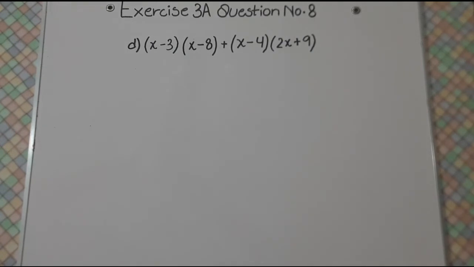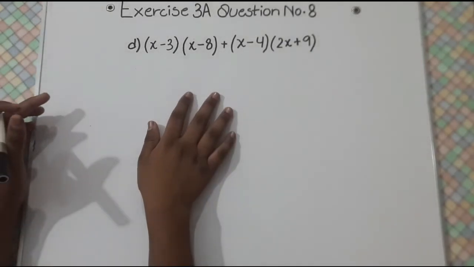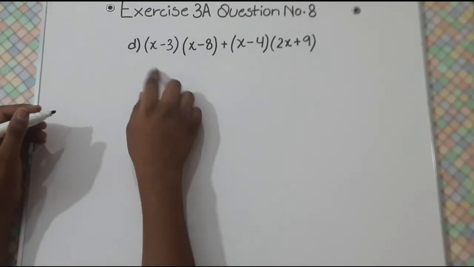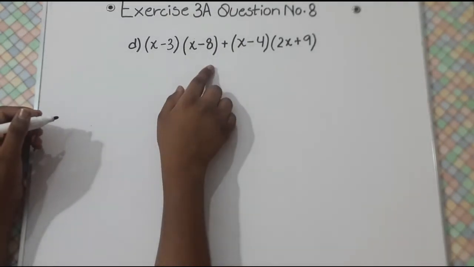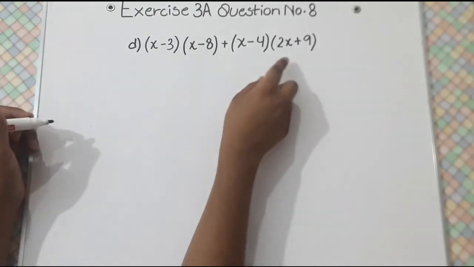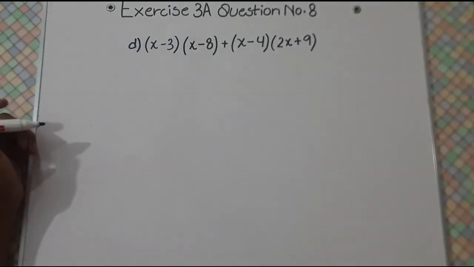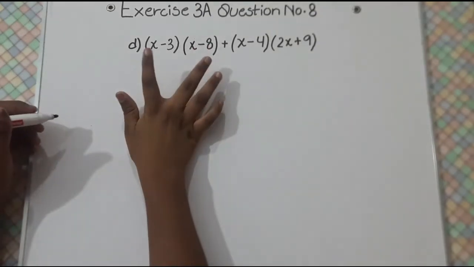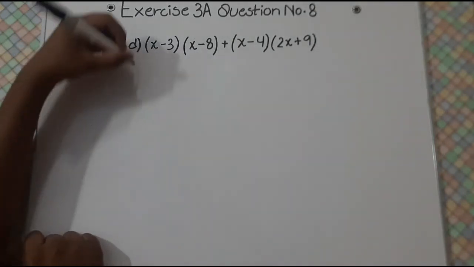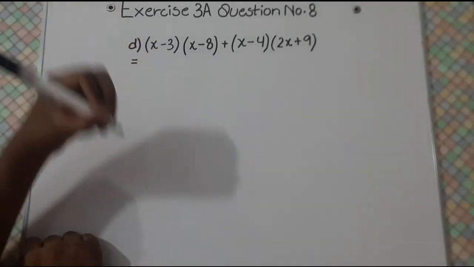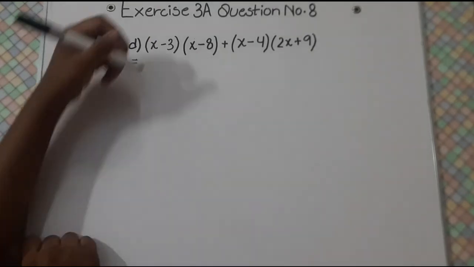So this is part D of this question. We are having 4 brackets in this question, in which we are having x minus 3, x minus 8, x minus 4 and 2x plus 9. So we are going to follow the same steps. We are going to open these 2 brackets, then these 2 brackets, as we have done in the previous questions. This is the last part for question number 8.